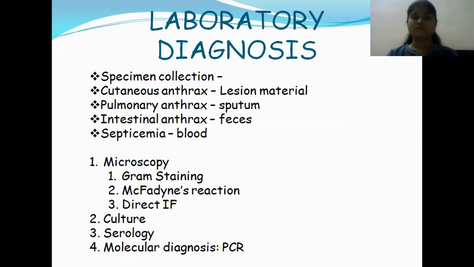Coming to the laboratory diagnosis, the appropriate specimen should be collected. For cutaneous anthrax, a swab from the lesion may be collected. For pulmonary anthrax, sputum may be collected. For intestinal anthrax, feces is collected, and for septicemia, blood is collected.